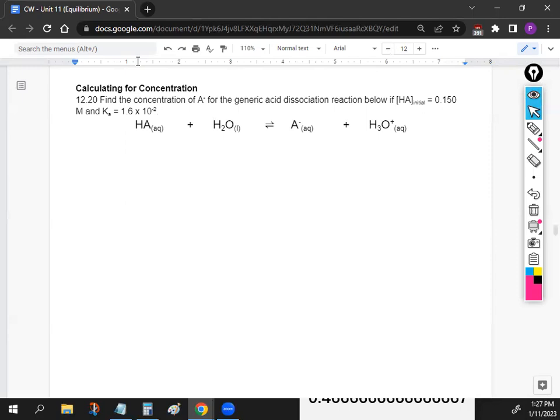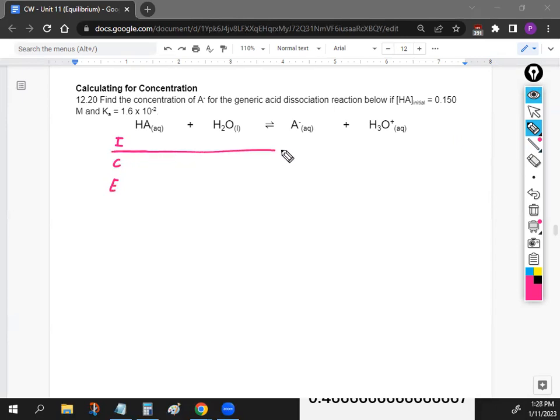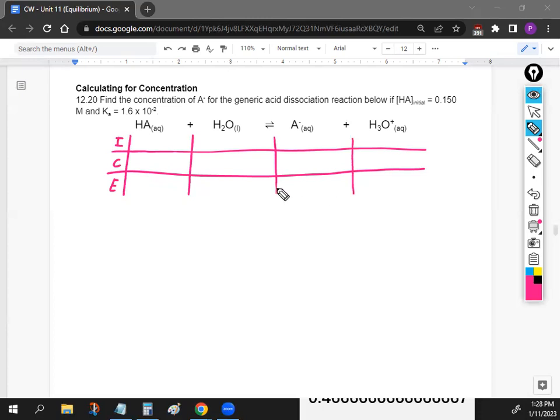Just start with that one. Thank you. All right, so let's start our problem. We are gonna start with our ICE table. I'm gonna give you guys a couple minutes to make your ICE table and write the equation. Again, here we are not using a real compound. We're using a generic equation for an acid, HA.